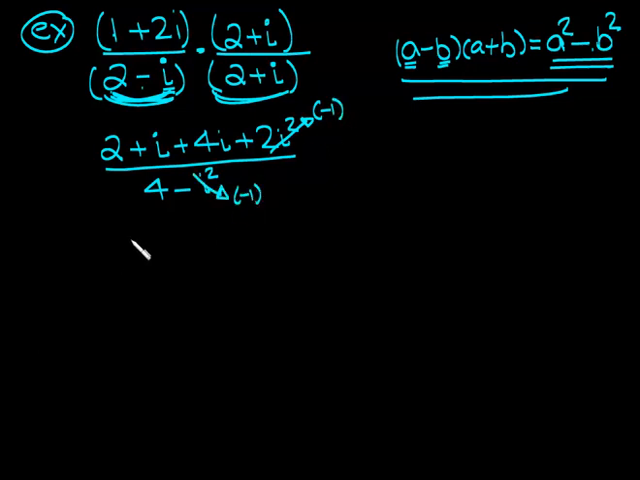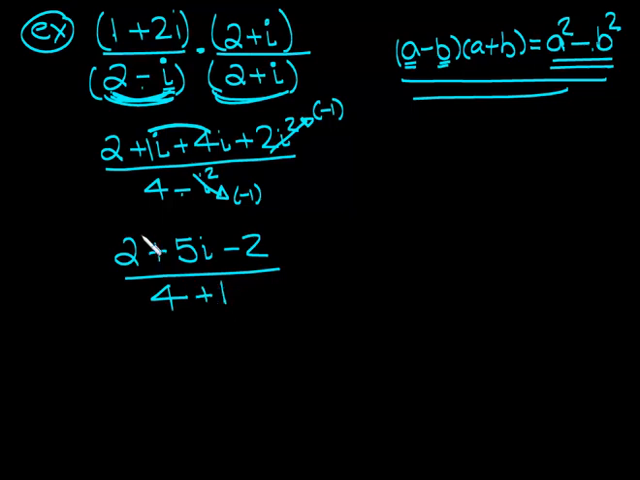So let's clean this up a little bit. You have 2 on the top. These can be added since they have i's in them, both of them. So we get plus 5i. We got 1i plus 4i. 2 times negative 1 is negative 2, divided by 4. Negative times negative 1 is positive 1. The 2's will cancel, so we get 5i divided by 5. The 5's will cancel, so we just get i. So that's the answer for that problem.